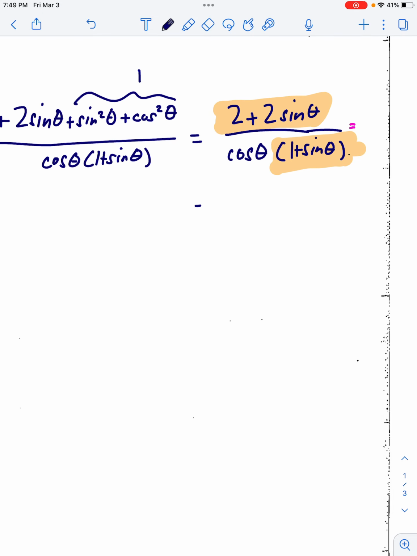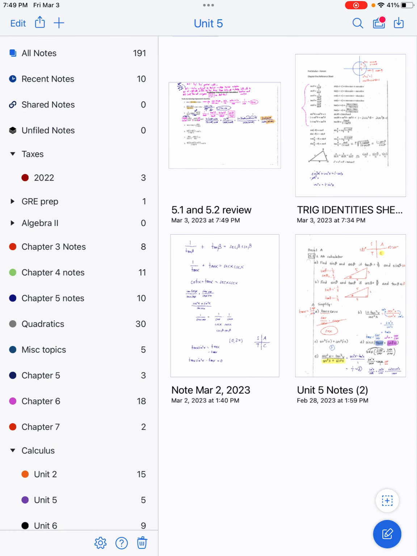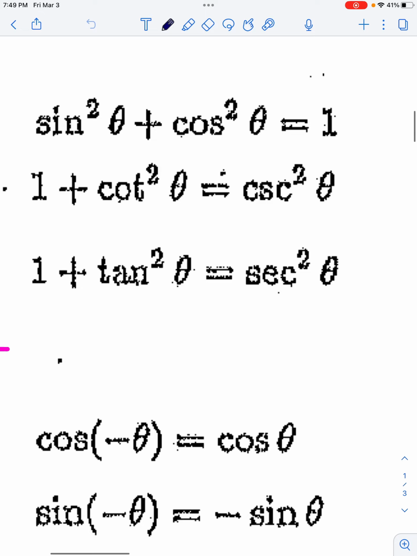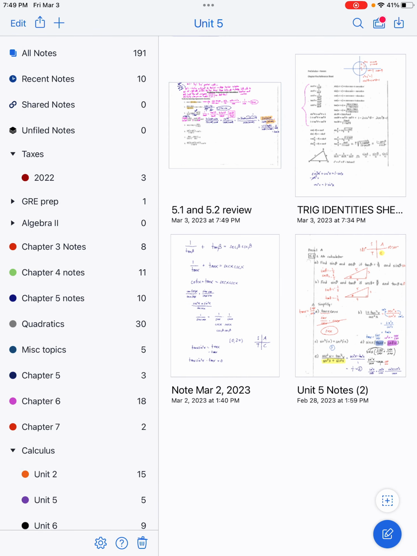I can factor out a 2, rewrite that as 2 times 1 plus sine theta all over cosine theta times 1 plus sine theta, right? These guys will cancel. I get 2 over cosine theta, and then dividing by cosine is the same as multiplying by secant, okay? So rely on these guys. Change stuff to fractions, okay? Good stuff.